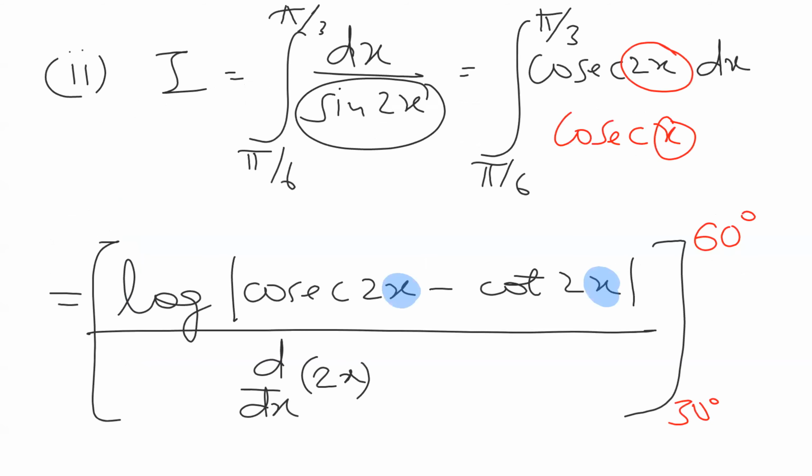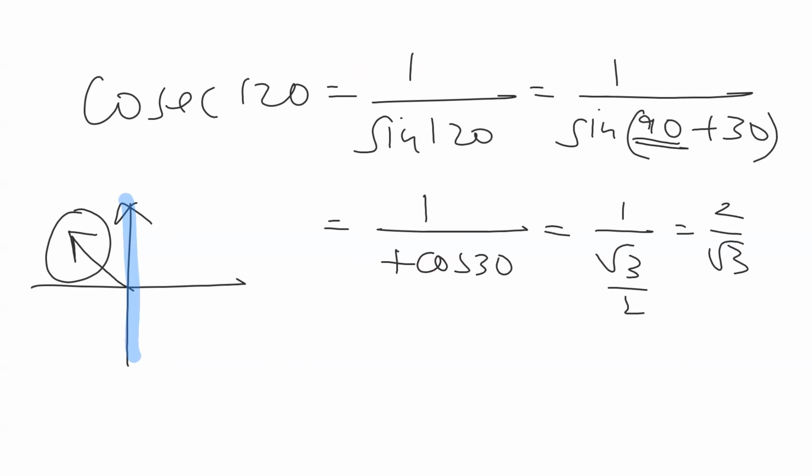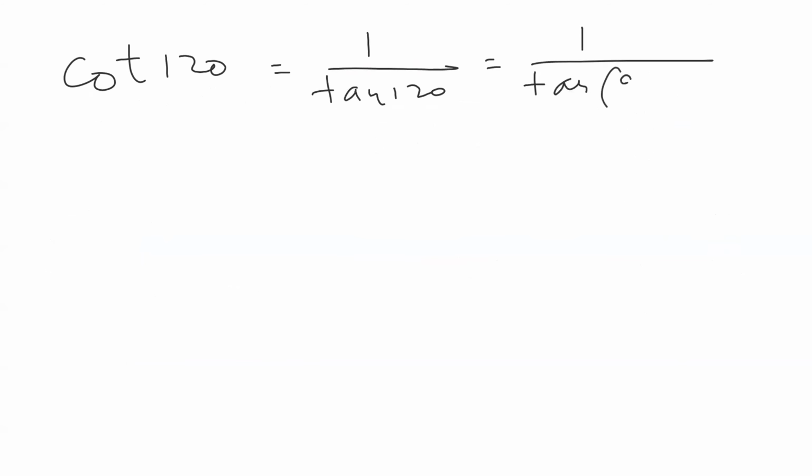I'll just replace this by 2 by root 3. Fine. Now we have to calculate cot 120. I'll teach you how to calculate cot 120. So cot 120 is equal to 1 upon tan 120, 1 upon tan (90 plus 30).